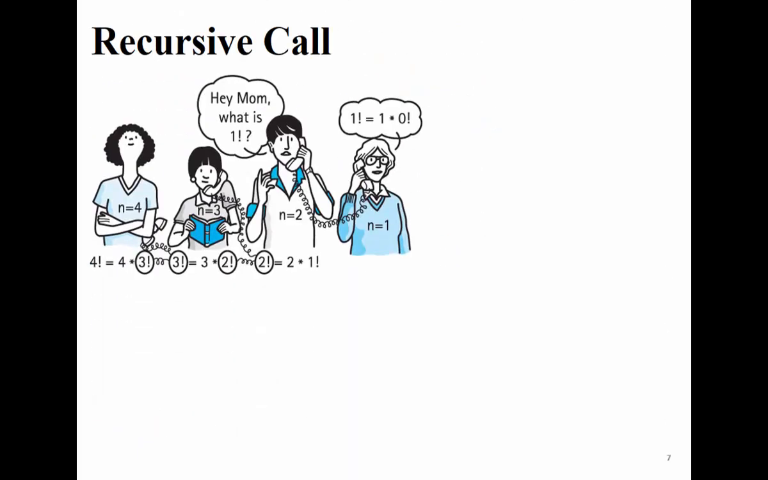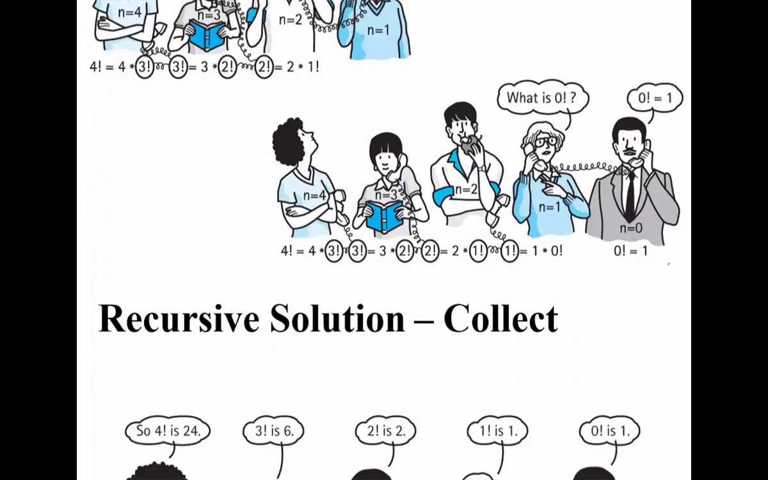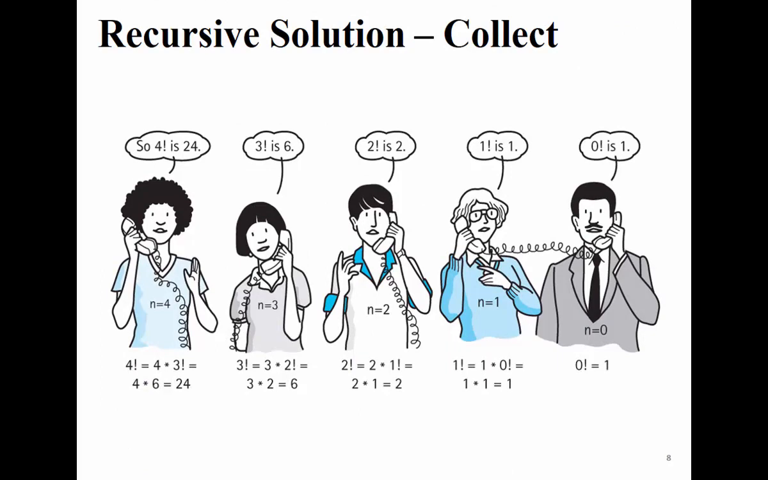We saw last time this example about calculating factorial of 4. Each person calls another person to find the factorial. The task is to find factorial of 4. The lady called the brother to find factorial of 3, then factorial of 2, then factorial of 1. We end up finding factorial of 0, which is known and is the base case. Then recursively we collect the answers and return to the first method that started the recursive call.